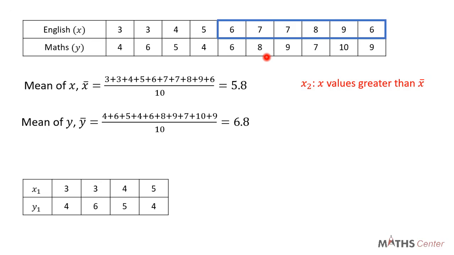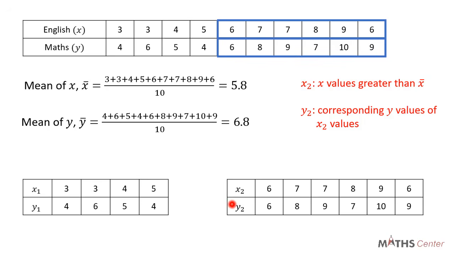Their corresponding y values are the y2 values. The y value of 6 here is 6. The y value of 7 here is 8. The y value of 7 here is 9. The y value of 8 is 7. The y value of 9 is 10. And the y value of 6 here is 9. And so the y2 values are 6, 8, 9, 7, 10, 9. So our x2 values are 6, 7, 7, 8, 9, 6, and the y2 values are 6, 8, 9, 7, 10, 9.